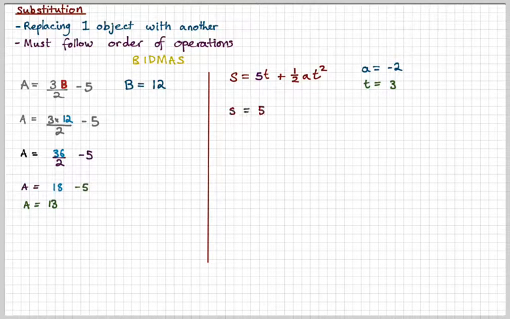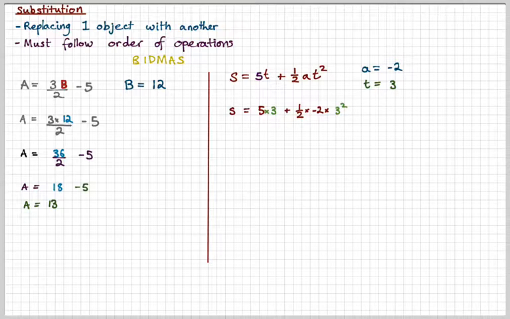So s is equal to, maybe you could pause the video here, try and write the next line yourself and see if you get it right. Since it's 5t, it's 5 times 3, replace the t by 3. The half doesn't change, it's a half times a, and a is minus 2, so it's a half times minus 2. And then it's times t squared, so it's times 3 squared, just replacing the letters by their numbers. And if you notice, it's just the t that has been squared.